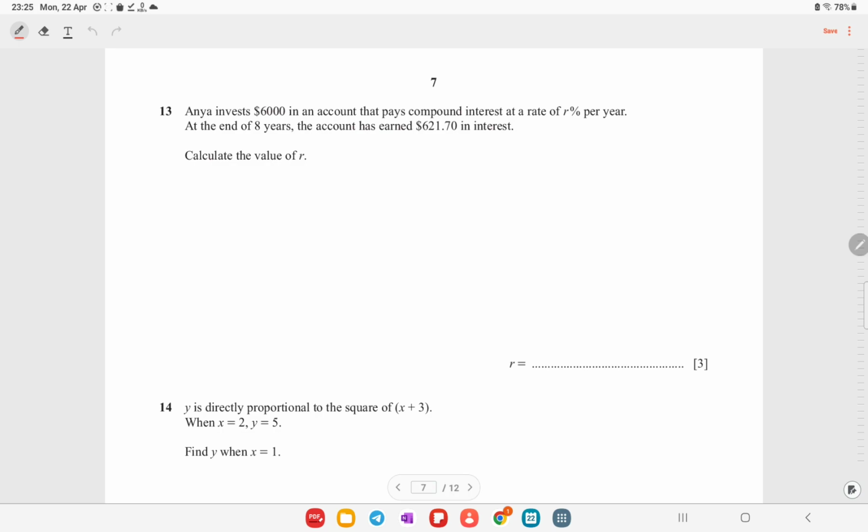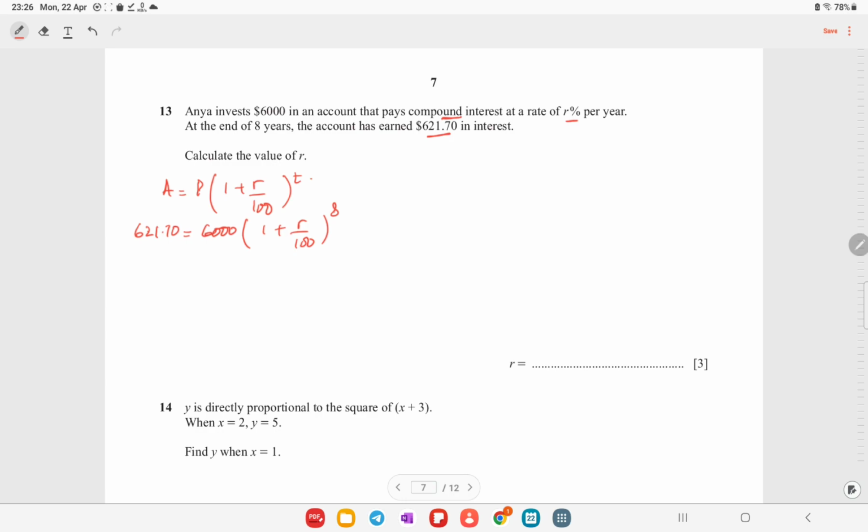So in this question, Anaya invests 6,000 in an account that pays compound interest at a rate of R% per year. At the end of 8 years, the account earned this much of interest. Calculate the value of R. And we know the formula for this is A equals P(1 + R/100)^T. So just put the values inside this and you will get your answer. So put in the values into this and you'll get this.